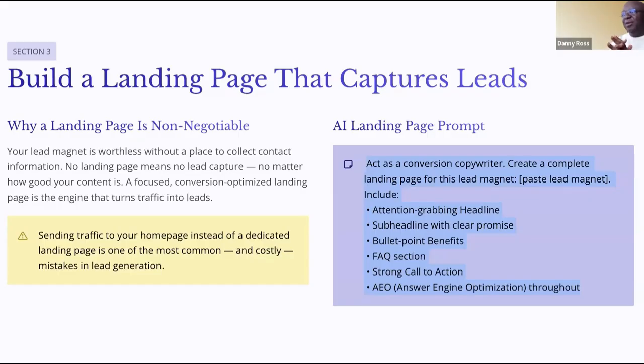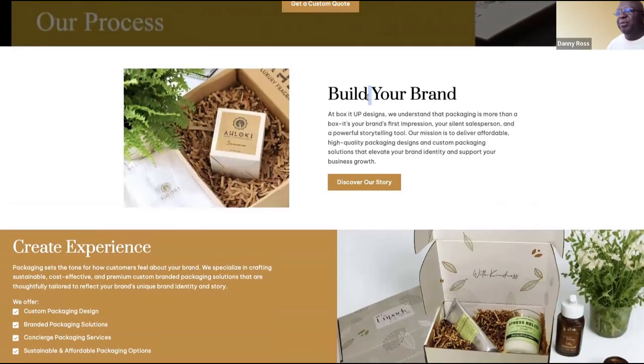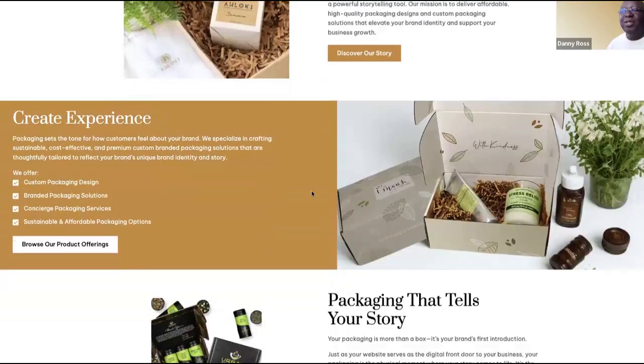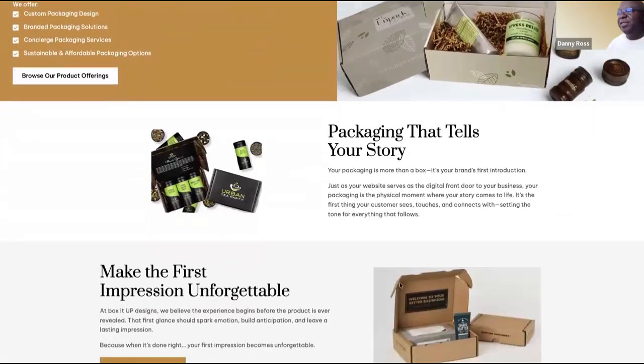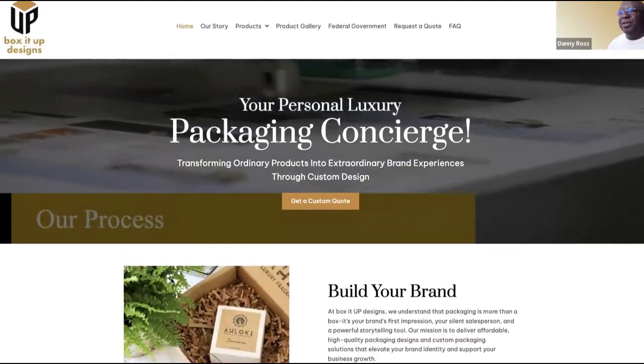Remember, that's one of the only things I would suggest for your homepage is that you give them more of what's in it for them immediately, and then add some more marketing around clear promises. I love this one. This is simple. Build your brand. It's simple. It gets right to the point. Create an experience, packaging that tells your story, make first. Everything here I think is really, really good.